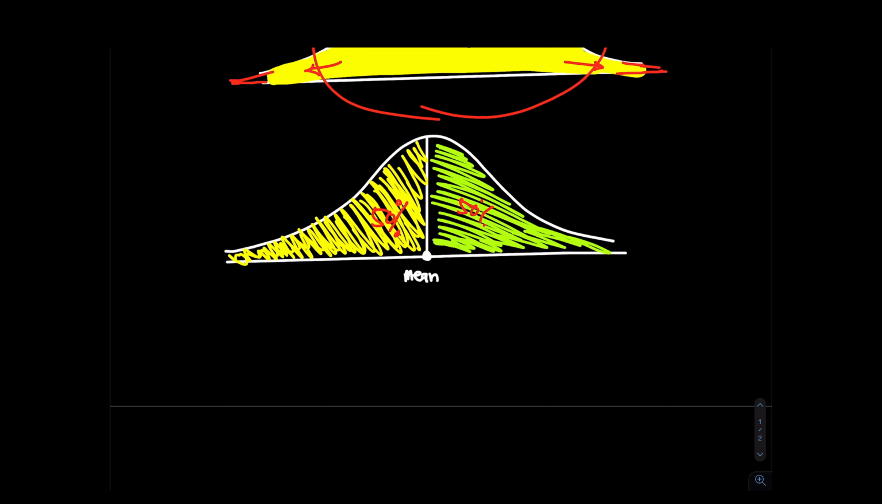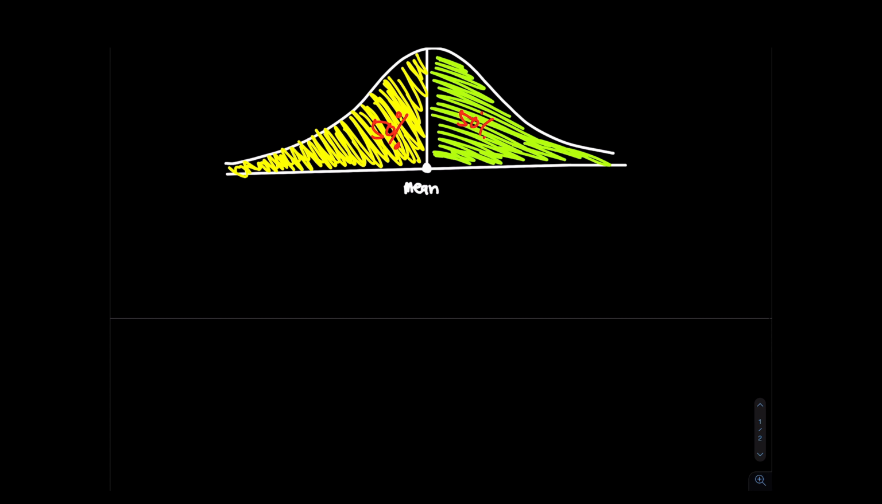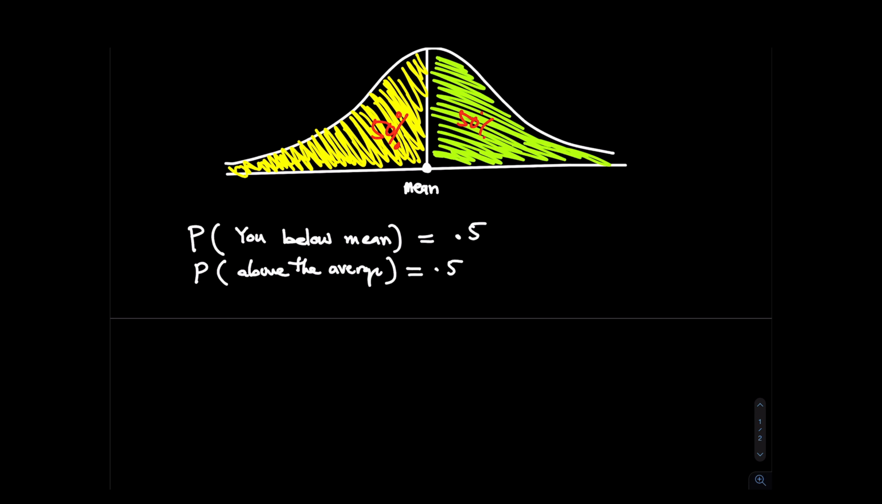So basically, just by knowing that, you know that anytime you have a normal distribution for any given exercise, the probability that you will be below the mean will always be 0.5. And the probability that you will be above the mean will also be 0.5. These are very simple facts that one would need to know, and that's because of symmetry.